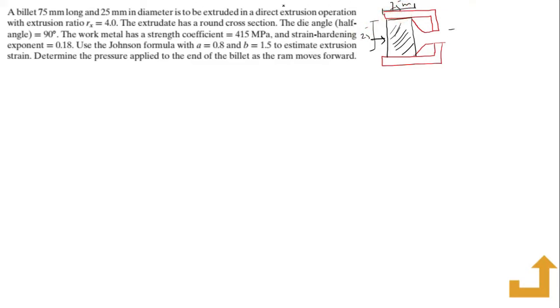Okay. In a direct extrusion operation, with the extrusion ratio, that is Rx equals to 4, the extrude has a round cross section, so we have the round opening of the orifice. The die angle, that is a half angle, is equals to 90 degrees. The work metal has a strength coefficient of 415 megapascals, and the strain hardening exponent of 0.18. Use the Johnson's formula with A equals to 0.10 and B equals to 1.5 to estimate the extrusion strain.